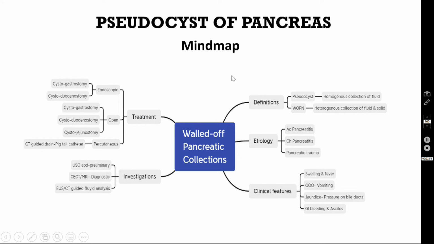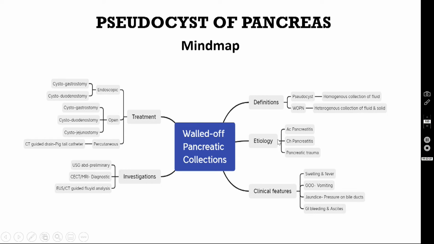So coming to the mind map for the walled off pancreatic collection. You should know the two types of walled off pancreatic collections. That is pseudocyst, which is a homogeneous collection of only fluid, and there won't be any definite cyst wall made up of epithelium. Whereas walled off pancreatic necrosis is a heterogeneous collection of both fluid and solid. Usually this will have a connection to the pancreatic duct.